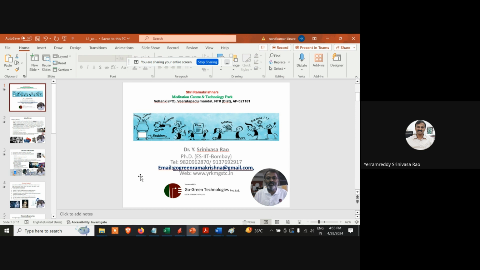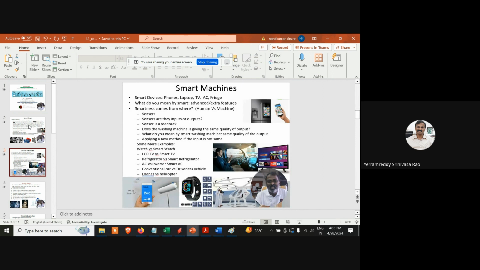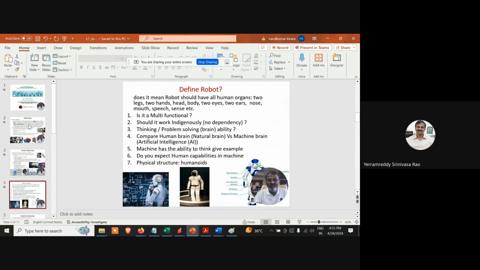We have discussed the significance of automation, the significance of computerization of objects, and the coursework which we are offering at various places, including our center, Wellanking. So we have discussed what is a machine, what are the types of machines, what we mean by smartness, and the applications of the machines, particularly what we call robots.